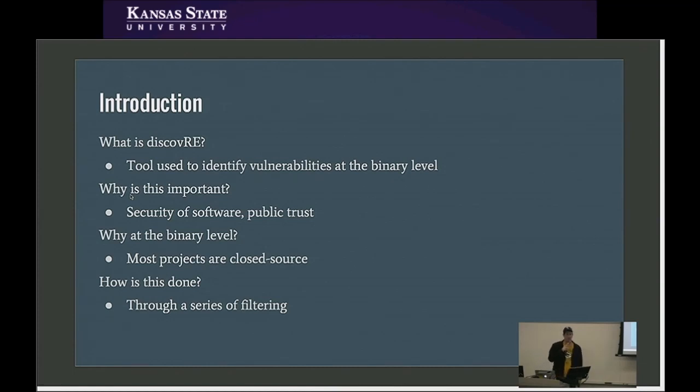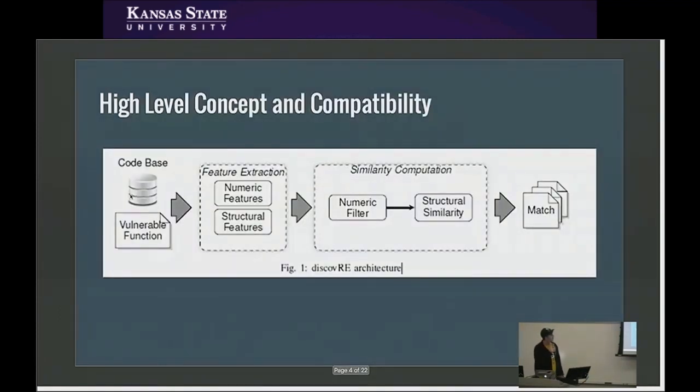Why was this important? Obviously, as we learned in this class, software security is a must, and especially for big companies that release lots of software, public trust is a big thing. So if you lose the public trust, then you are going to be failing financially. And this program uses a series of filtering, which we'll also talk about.